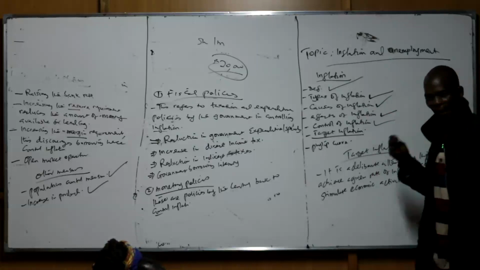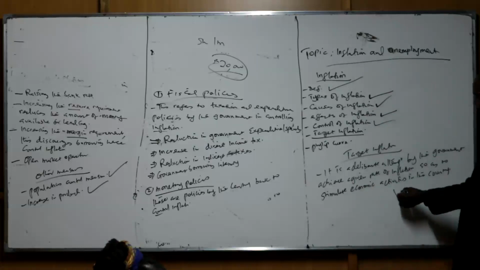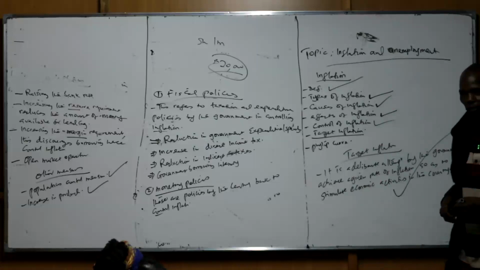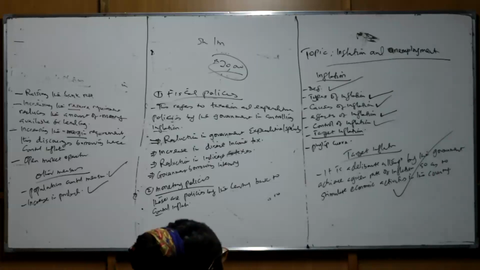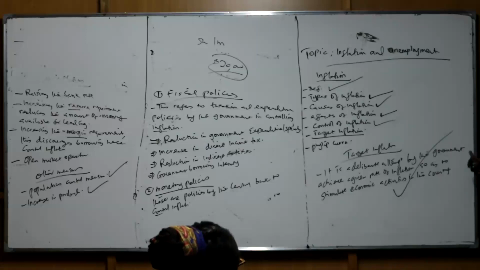That one is 2 marks: explain what is meant by target inflation. Because 0% inflation is not good, at least we should have some level of inflation, but not runaway, not galloping.